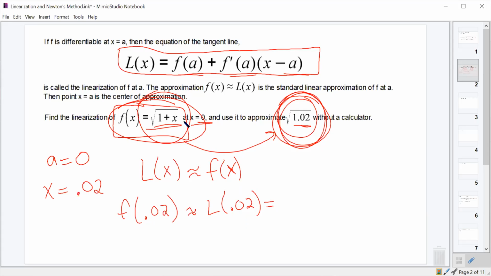Well, what's f of a? F of a is the square root of 1. I'm going to write it all out just so we have it there. It's the square root of 1 plus 0, which is 1, plus f prime of a. Well, we've got f of x, so we need to find f prime of x. What's f prime of x equal to?